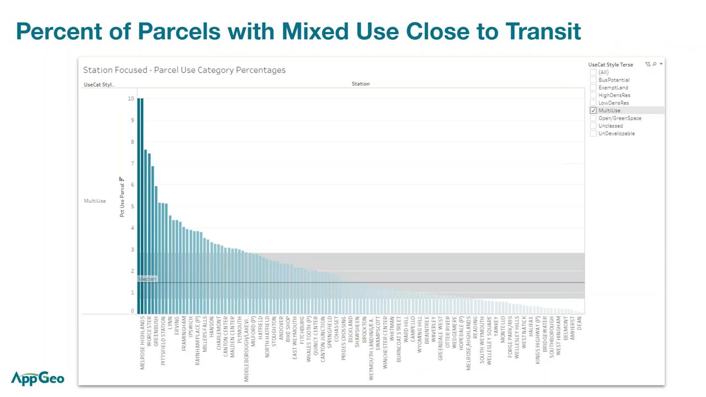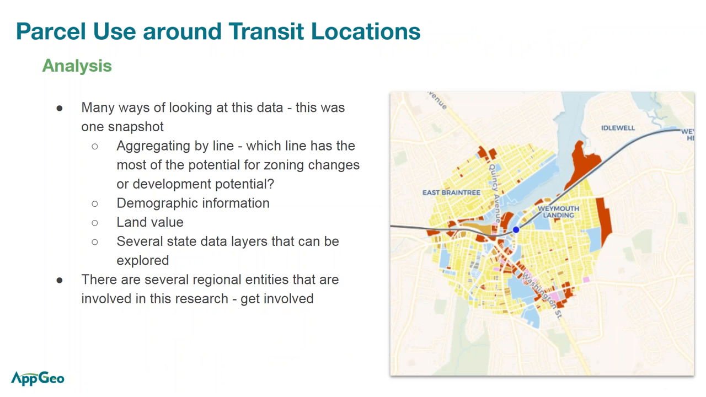So these are all the questions that we can be asking of this data. There are other potential questions, like we can aggregate the data by line and see which line of the commuter rail line has most of these opportunities. We can overlay demographic information on this and see what the demographics of these transit stops are, what the land value is. There are several state data layers that can also be explored and put together with this.